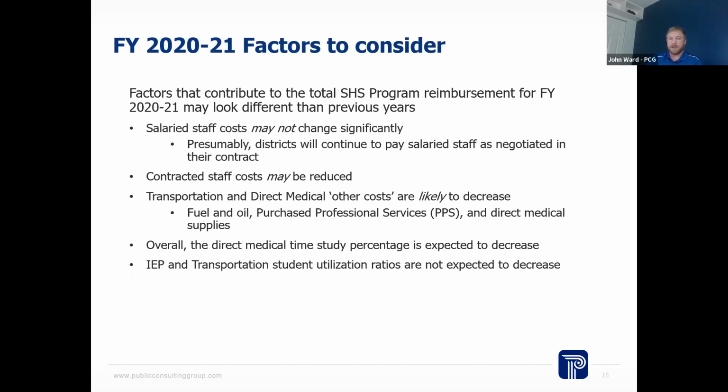And then IEP and transportation student utilization rate ratios are not expected to decrease because those are really just student counts at the end of the day. So still, that one-way trips, again, remote learning, students not being transported, that one-way trips ratio or denominator could definitely decrease, as well as the numerator.